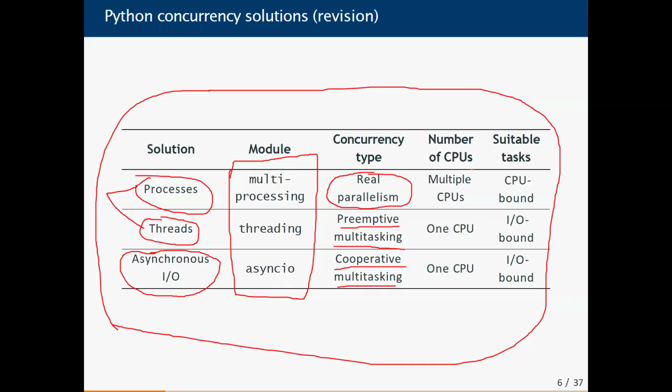For processes, we need multiple CPUs, but for threads and asynchronous programming, we only need one CPU. As we said, multiprocessing is suitable for CPU-bound tasks, and the other two options are more suitable for I/O-bound tasks. This is just because of Python: if you still remember, we have something called the Python GIL, which limits multi-threading from being used for CPU-bound tasks.